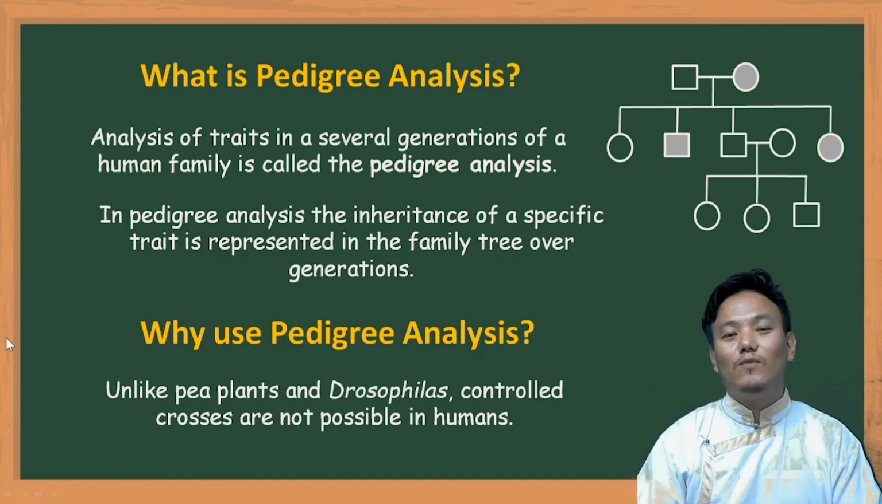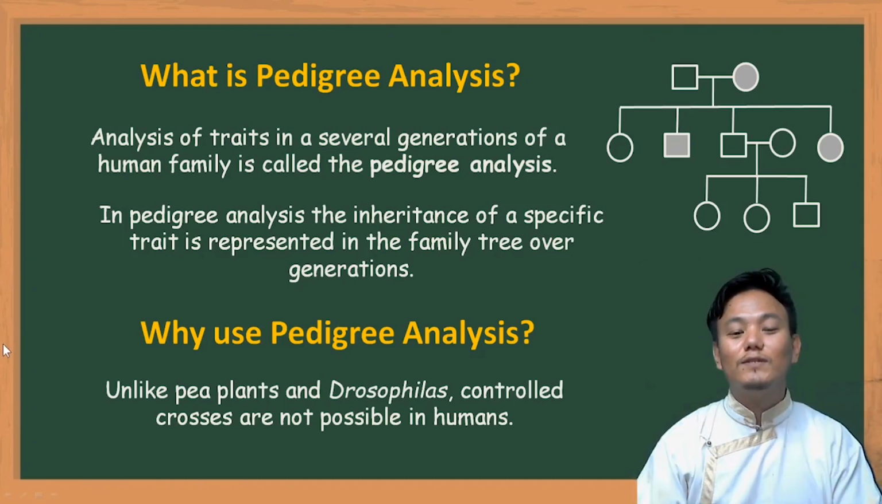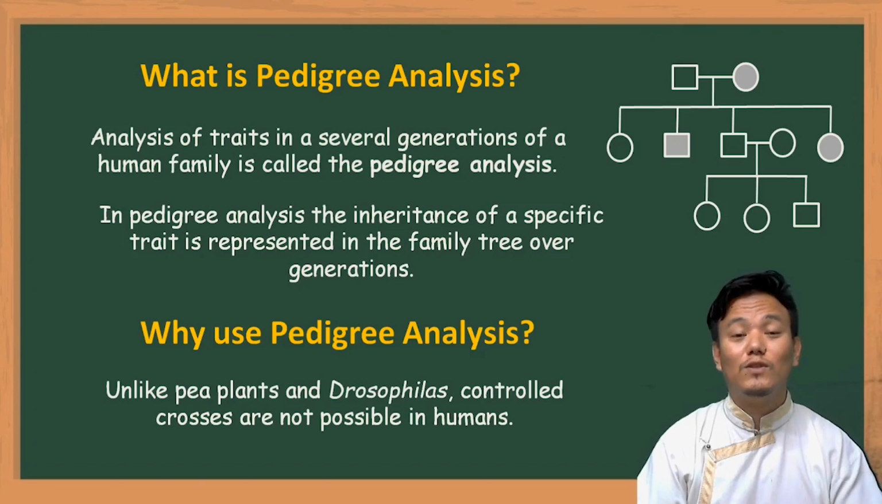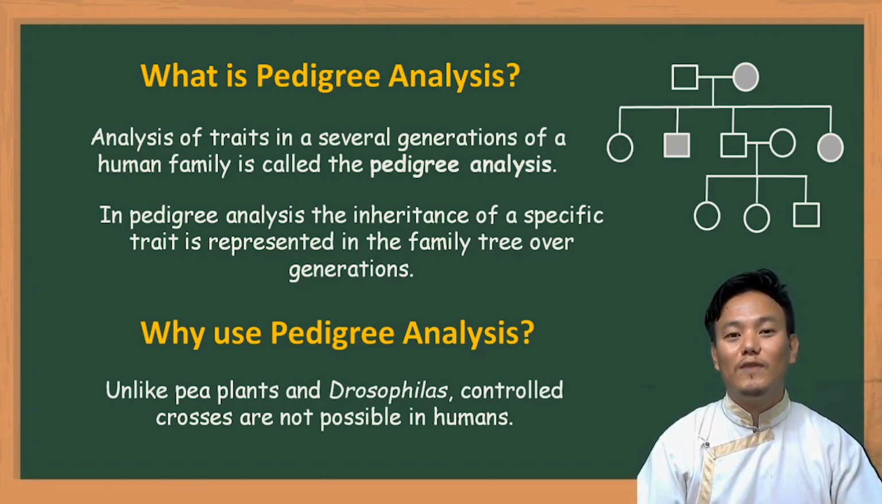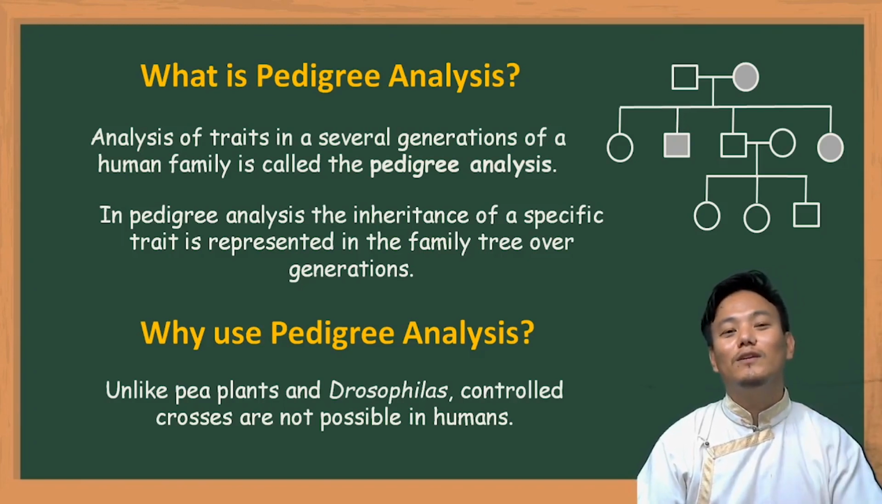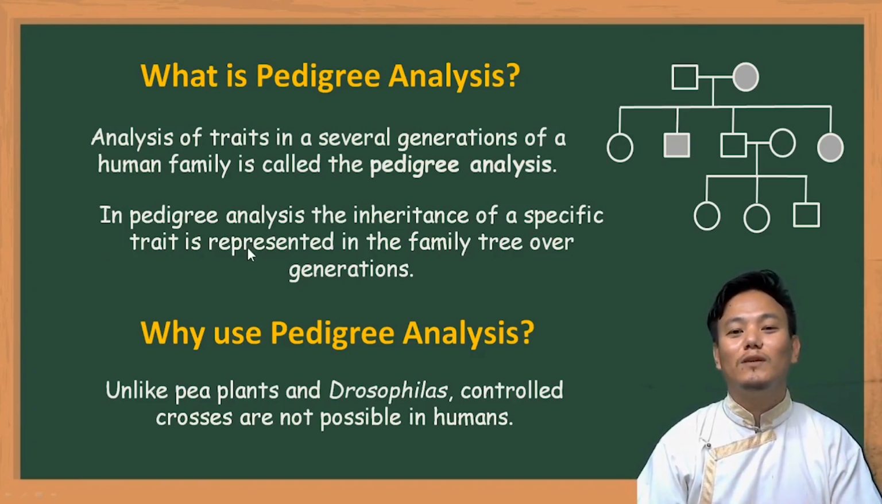We cannot do the same thing with human beings. So controlled crosses are not possible in human beings. If you want to understand how a character is passed down from one generation to the next within humans, we have to do pedigree analysis, in which we look at the family tree or family history and see how a particular character is passed down from generation to generation within the human family. So that is why we use pedigree analysis for human beings. Over here you can see certain symbols, which we will describe in our next slide.